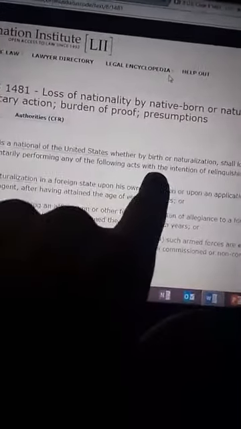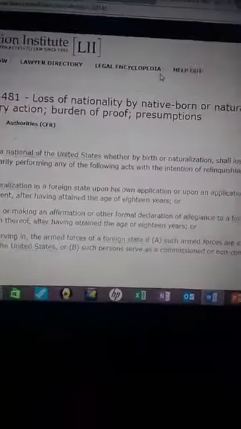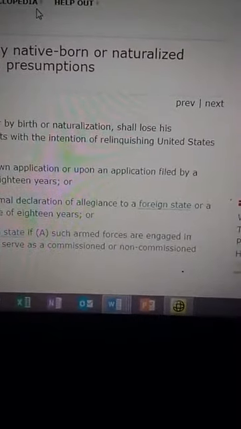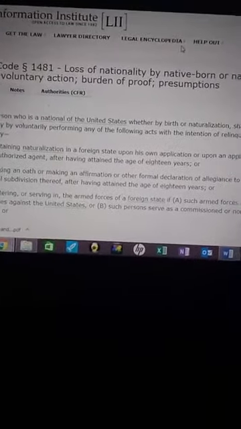Now, it says a person who is a national of the United States, whether by birth or naturalization, shall lose his nationality by voluntarily performing any of the following acts with intentions of relinquishing United States nationality. Notice it says by voluntarily performing any. Obtaining naturalization in a foreign state upon his own application, or upon an application filed by a duly authorized agent, after having attained the age of 18 years. That's one way. Or you can take an oath, or make an affirmation or formal declaration of allegiance. Notice it keeps saying foreign state, or political subdivision thereof, after having attained the age of 18 years.